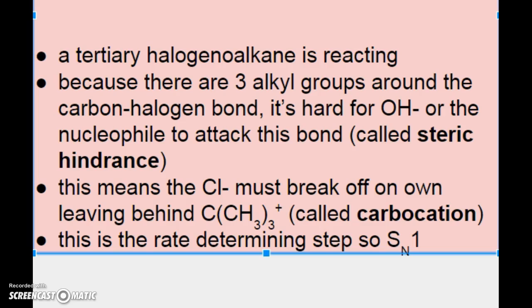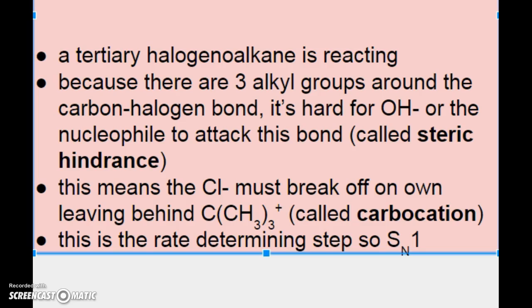That's going to make it really hard for the OH group to come in and attack the bond, or for the nucleophile to come and donate its electrons. This is something known as steric hindrance. Steric just refers to the shape. And so this means the Cl must break off on its own and leave behind the CH3 positive species, and that's called a carbocation.